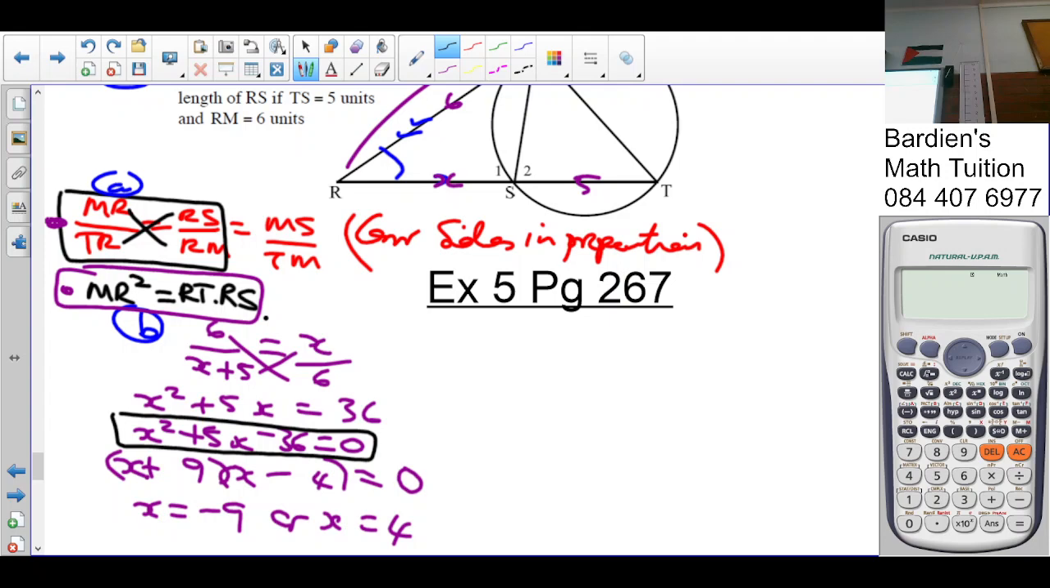Now when it comes to this work, we must put it in context. Can Rs be negative? Length is never negative. So then the answer is not 9. X is equal to 4. They wanted Rs, and Rs is your x. You guys understand? Alright.